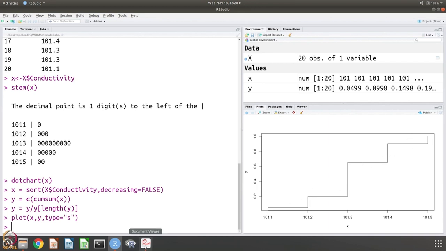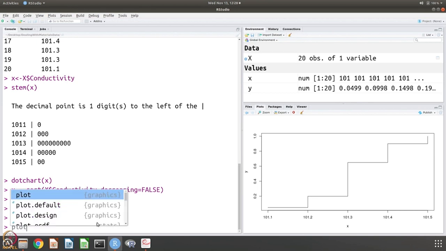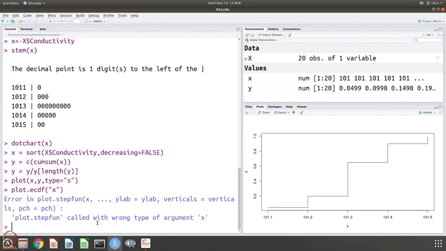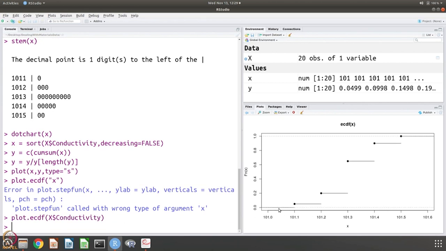So this is the CDF. There are other ways of plotting this. For example, you can say plot dot ECDF, that stands for empirical cumulative distribution function, I think. So you can say plot ECDF x dollar conductivity. So you can see it is the same plot as we got, except that the plotting style is slightly different, and it shows you the empirical cumulative distribution.